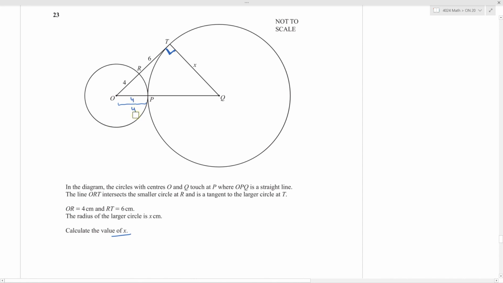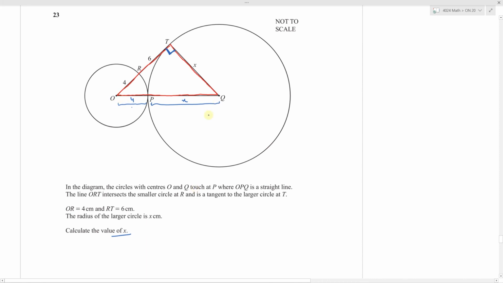So let me actually write it up there. And then since this is the radius, QT is X, QP is also the radius of the larger circle. So this is X as well. So now if I look at this triangle OTQ, this is a right angled triangle and I can use the Pythagoras theorem to calculate the value of X. So let's do that. So I'll start writing here.